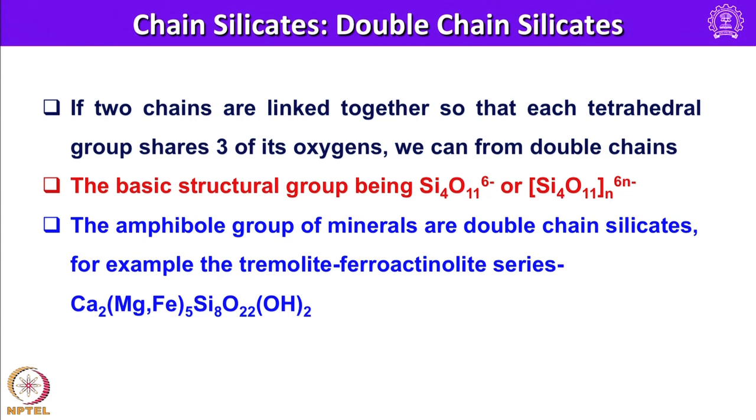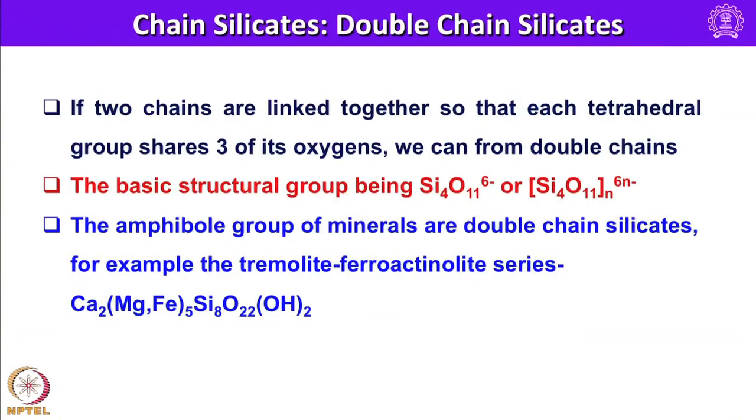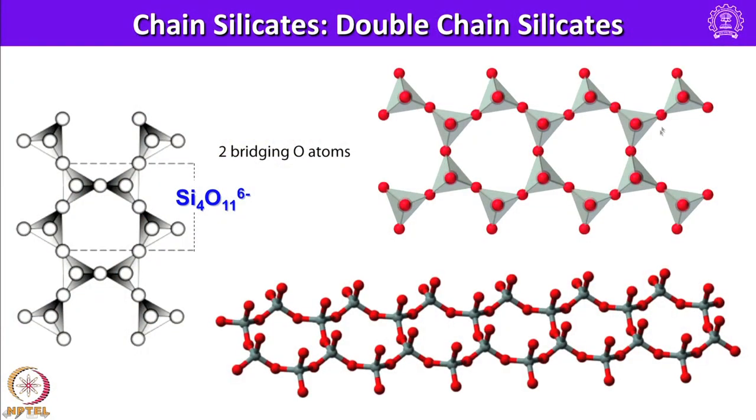So, if two such chains are linked together so that each tetrahedral group shares 3 oxygen atoms, we can have double chains. The basic structural group has a composition of Si4O11 6 minus, and this is the repeating unit. The amphibole group of minerals have this double chain silicate structure. For example, one can look into this one where we have calcium, magnesium and iron along with silicon. Okay. This is how it looks when two strands are joined together.